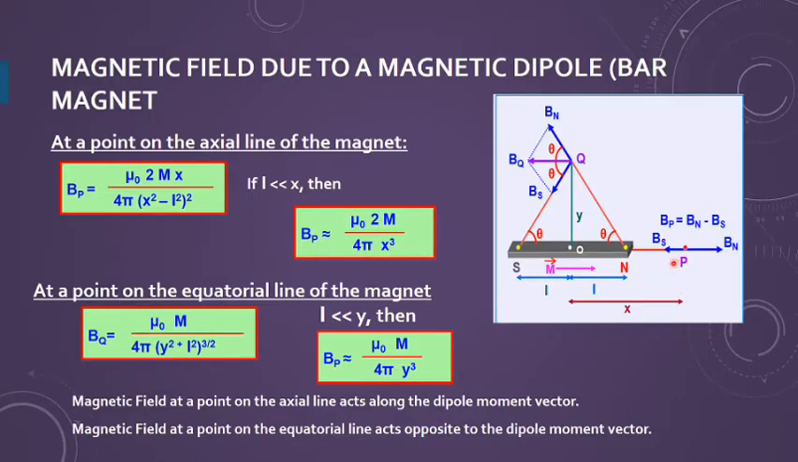So from this slide you should be able to note down the things properly, because they can be asked in your exams. This is the formula for the magnetic field if the point P is here on the axial line, or simply you can write B axial. And if you go with its direction, then we have already seen that B1, because of north pole, is greater than B2. So the direction will be the same as that of the dipole moment.